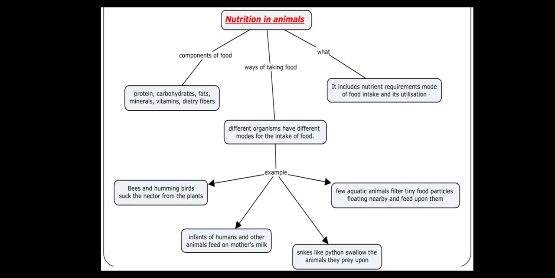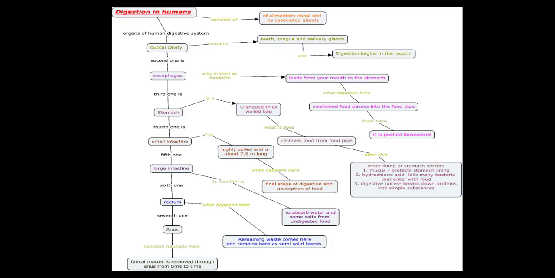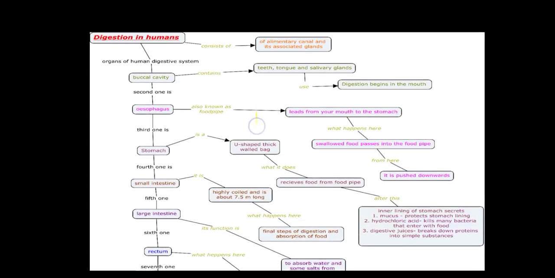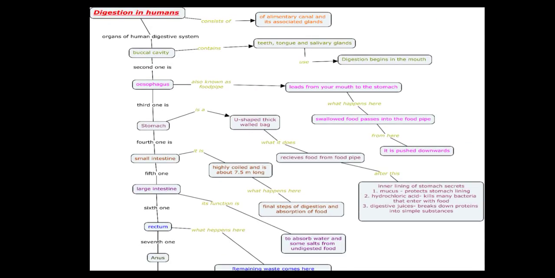So we have learned the digestion in human. The digestion in human is holozoic nutrition. Okay. So let us have a look at how the digestion in human takes place. We have seen the digestion in human consists of the alimentary canal, and a few glands are associated with the digestion.